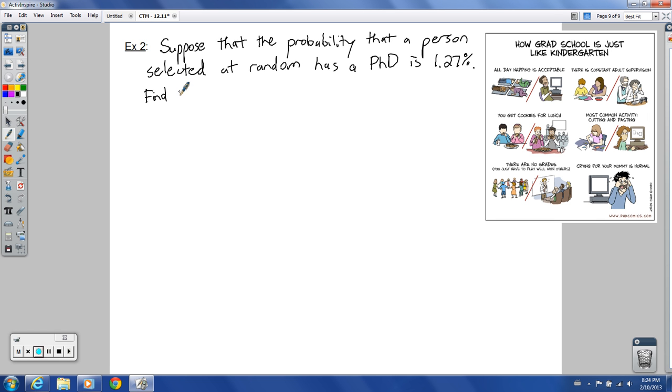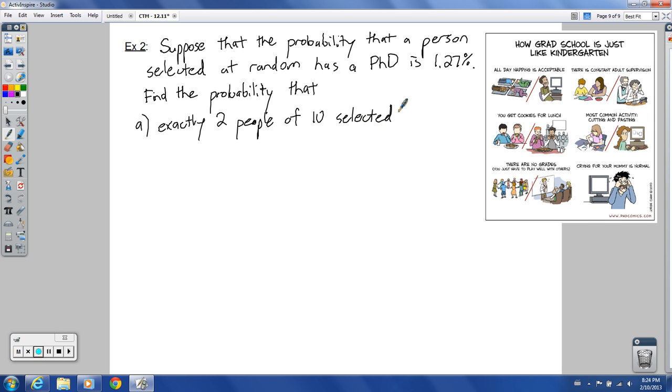You've got to be not only pretty smart, but you've got to have a really strong work ethic too to get a PhD, I would say. You just have to keep doing more and more school. So find the probability that, we're going to do 3 parts to this one. Part A, exactly 2 people of 10 selected at random has a PhD.